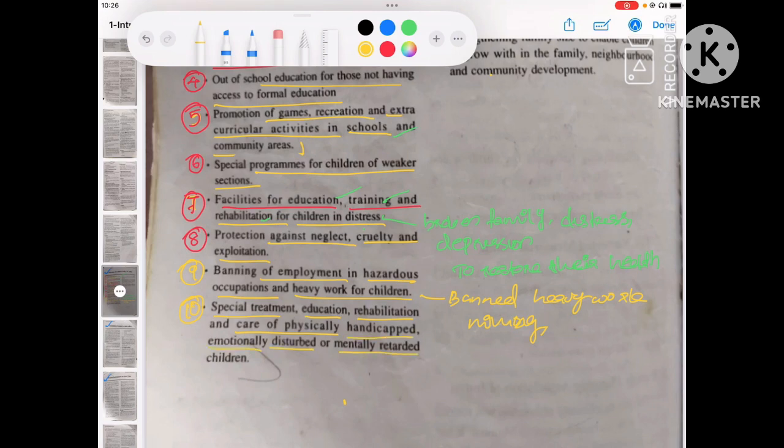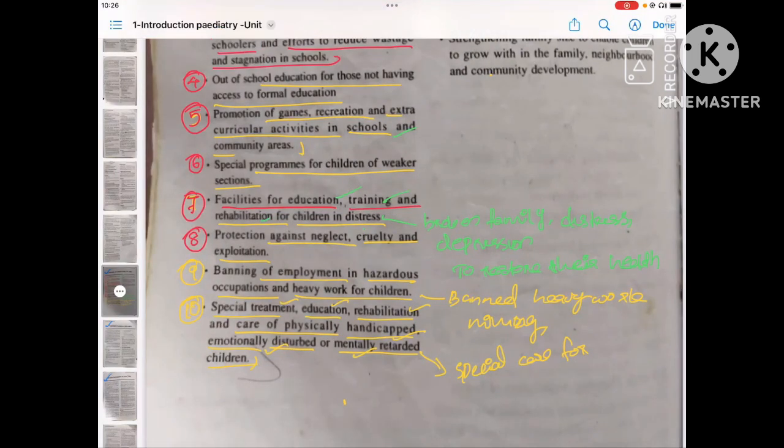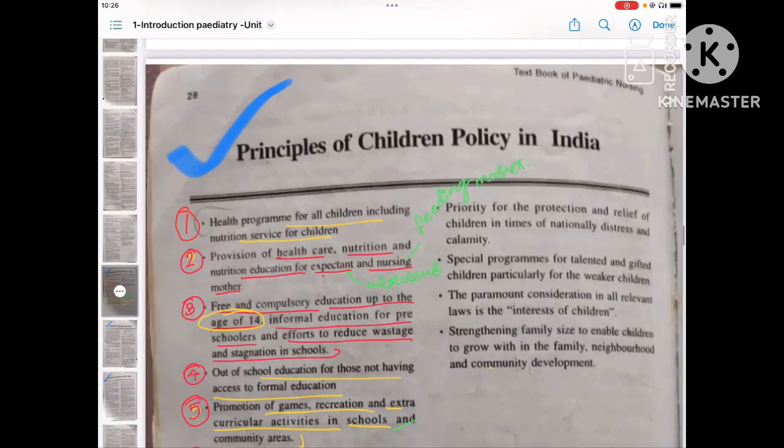The tenth principle is special treatment and education, rehabilitation and care of physically handicapped and emotionally disturbed or mentally retarded children. Here they give special care for these children. They will give special treatment, education and rehabilitation for the physically handicapped or emotionally disturbed, mentally retarded children.